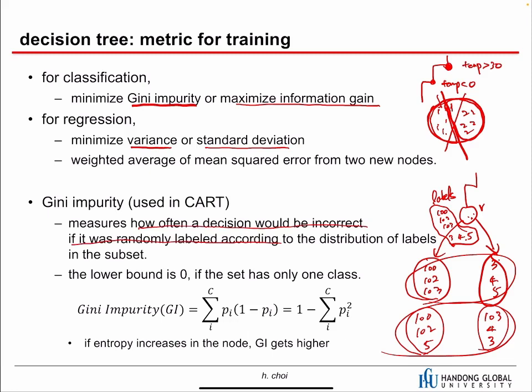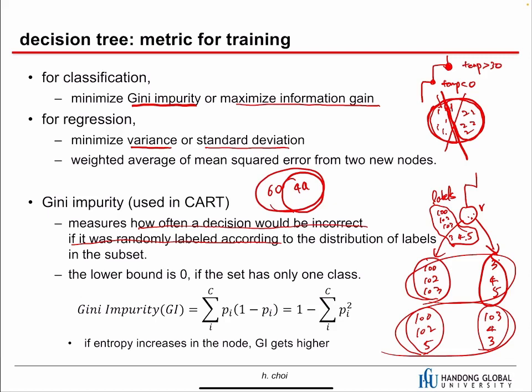And the lower bound is 0 if the set has only one class. Okay, so what does this mean? We have a leaf node, and in this leaf node we have 6 oranges and 4 apples. So we have 10 samples in this node.